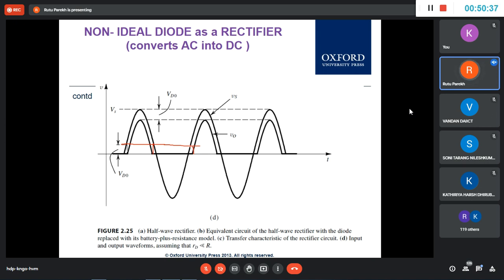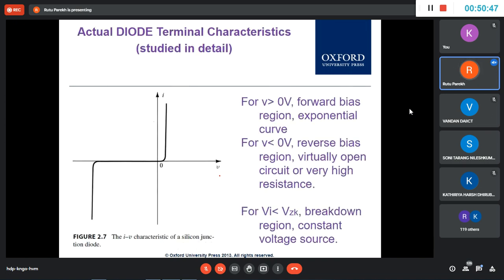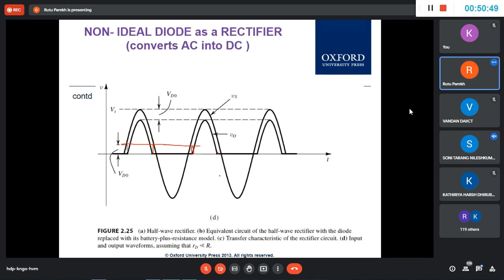Then it will start conducting. Once it reaches VD0, at this point, it will start conducting. I hope that is okay with you. Nothing big deal.